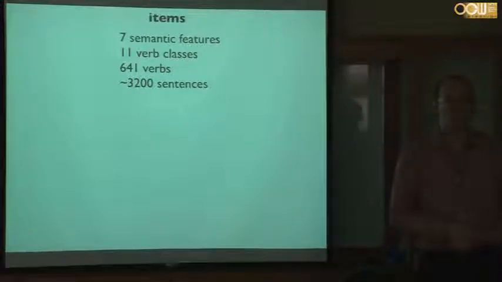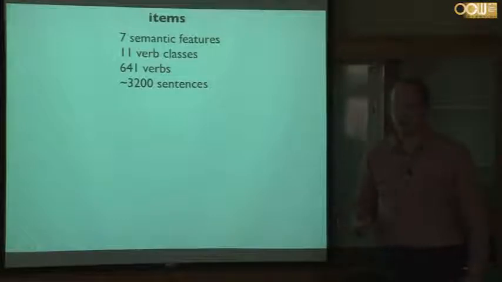We didn't start with all the verbs and all the frames because that's a lot, and we wanted to get started on a smaller subset and make sure things were working. So right now we have, and not all the features. We've looked at 7 semantic features so far, as I mentioned, and just 11 of the verb classes in VerbNet. There's a total of 641 verbs, which is not a lot compared to VerbNet, but it is a lot. I mean, it's more than anyone has ever looked at before with this kind of work. That comes out to be about 3,200 sentences.